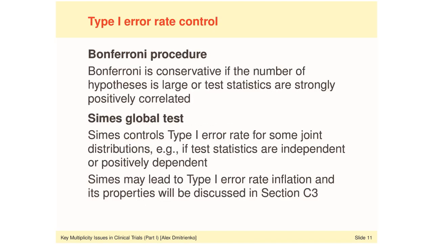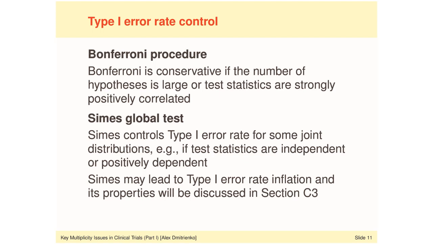It is time for us now to go over basic properties of the Bonferroni procedure and the Simes global test. We're going to begin with the Bonferroni procedure. This procedure controls the family-wise error rate in any multiplicity problem, but it tends to be quite conservative, especially if the number of hypotheses is large or the hypothesis test statistics are strongly positively correlated. Basically, this multiplicity adjustment is more stringent than it needs to be to maintain the family-wise error rate at the desired level.